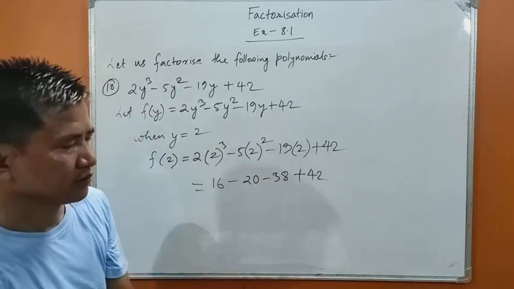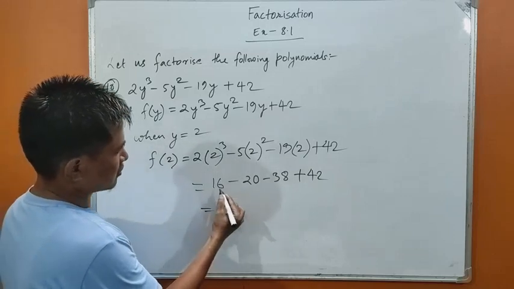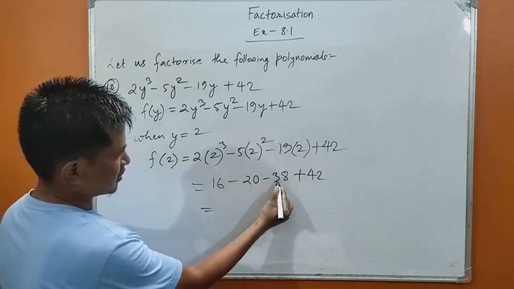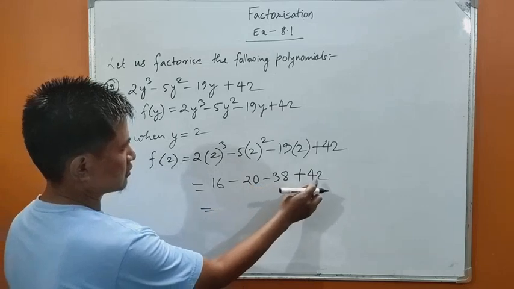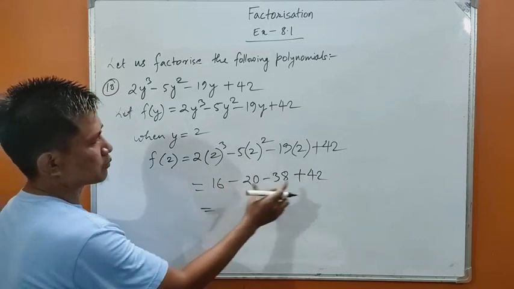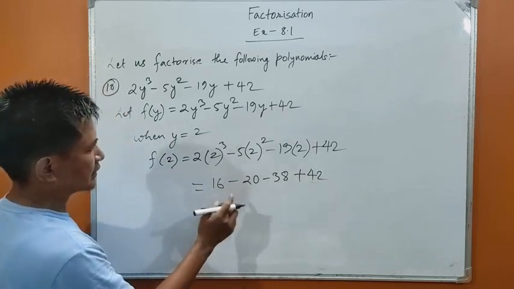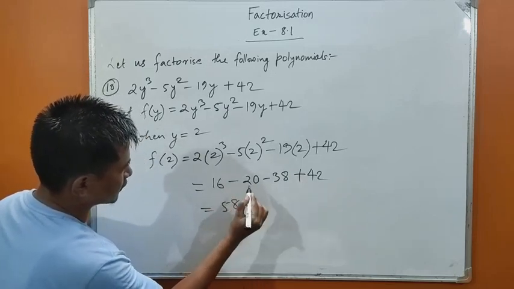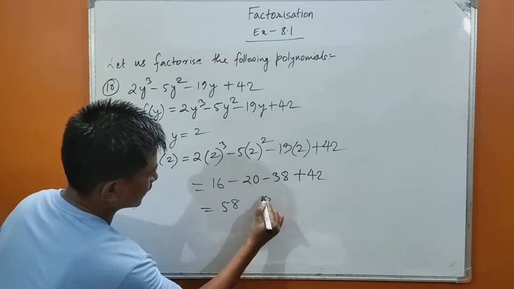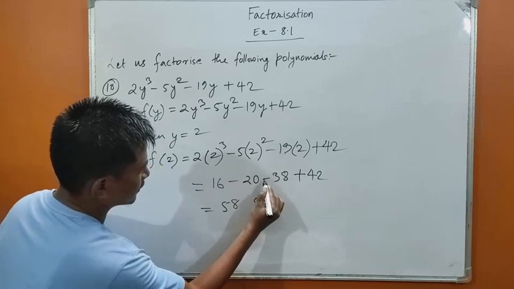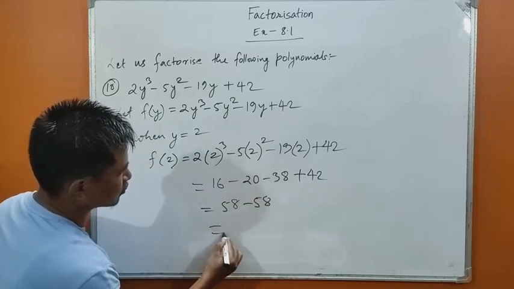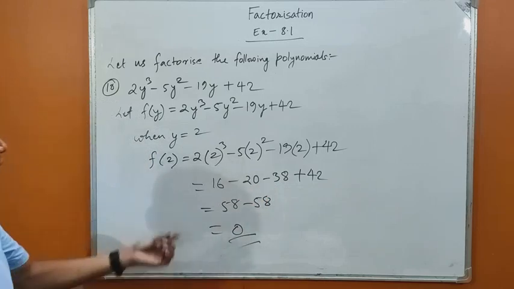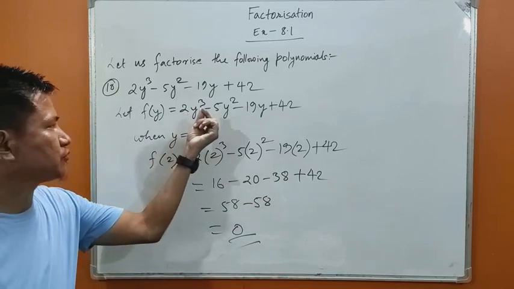Are you getting me? Yes. So this is minus 20 minus 38. Both are negative, we must add them, and this 42 and this 16 both are positive, we must add them. 42 plus 16 is 58. Minus 20 minus 38 is minus 58. 58 minus 58 is 0, isn't it? So when the value of y is 2, this expression becomes 0.